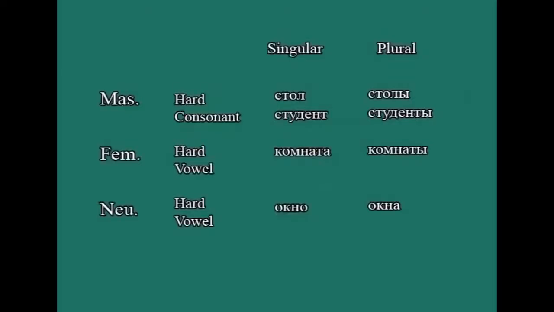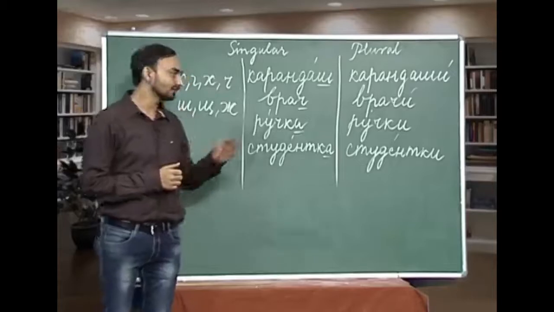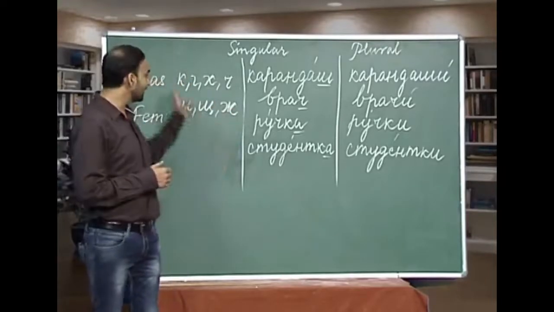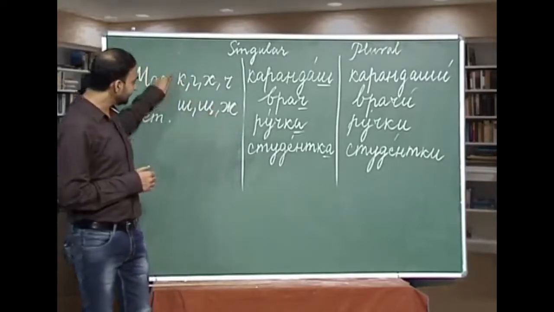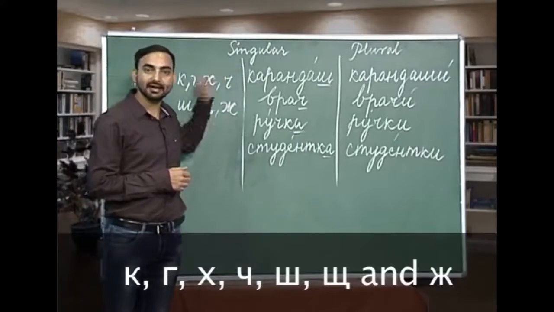In addition to the nouns with the hard endings that we had done in the last section, there are certain nouns with these 7 consonants at the end.